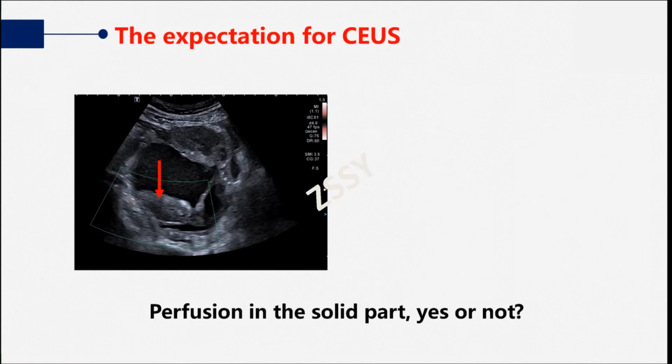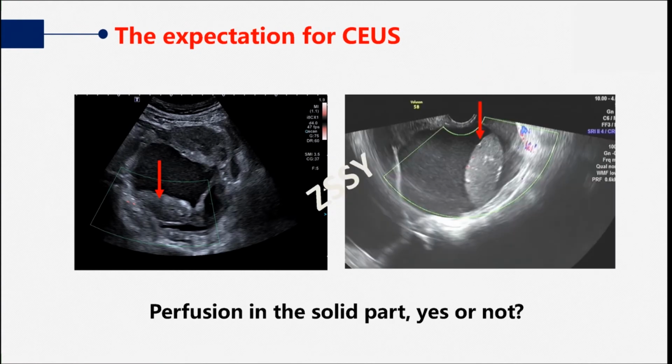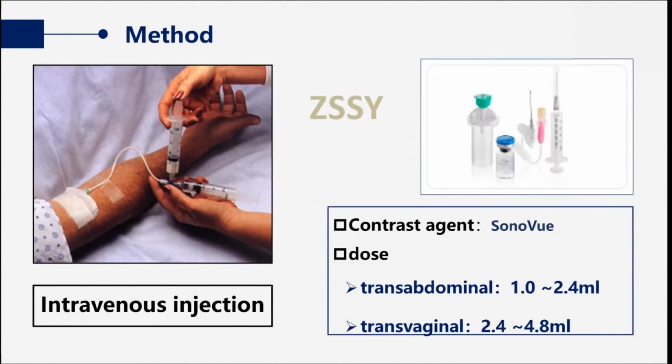Why we need CEUS? As the previous lecture had said, we need to assess the agent perfusion of the mass in order to give a more accurate diagnosis. The mass with or without agent perfusion is a great important question, and a color Doppler can't always answer the questions. Then, how to perform the CEUS?